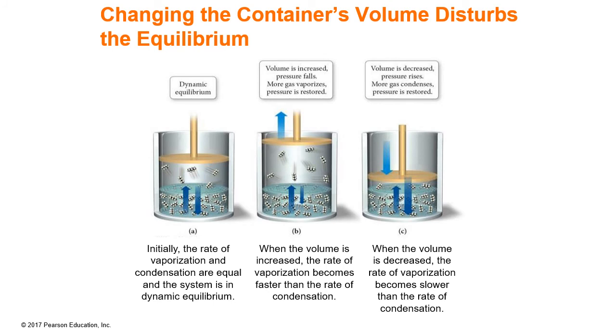If we start off with a container that is in dynamic equilibrium of the liquid with its vapor above it, and we change the size of the container, the system is going to shift its position in order to relieve or reduce the effects of that change. So if we increase the volume, there's going to be more evaporation that happens in order to fill that additional space with more molecules. More of the substance is going to leave the surface to fill that space.